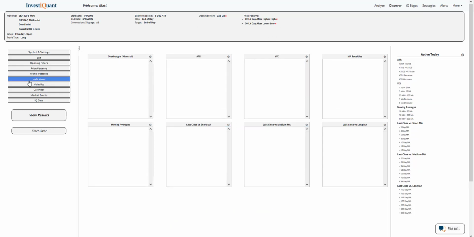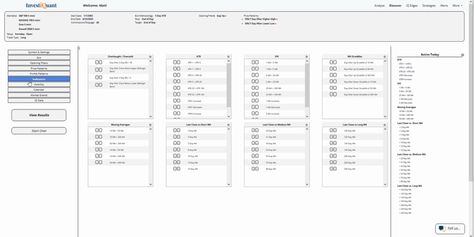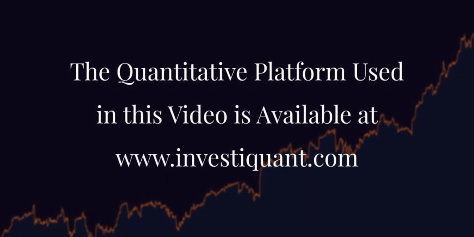The next thing I'm going to do is go to indicators library. From here, I'm going to use one indicator. I'm going to say that yesterday closed below a 200-day simple moving average. That's over here on active today or right there. And then I'm going to click View Results.